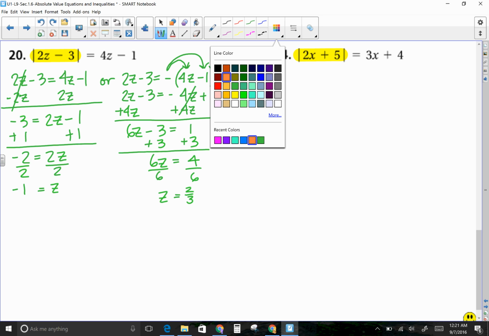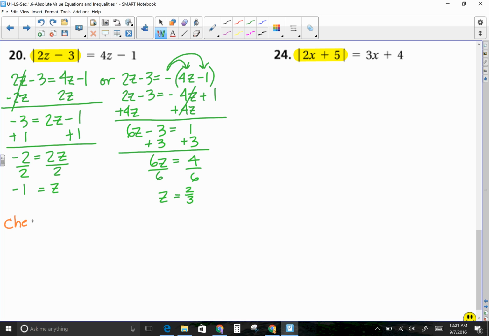Okay? So this should be the first one with a negative 1: the absolute value of 2 times negative 1 minus 3. Does that equal 4 times negative 1 minus 1? Well, the inside becomes negative 5. This over here is negative 5. Does the absolute value of negative 5 equal negative 5? It does not, because it's always a positive number. So that is an extraneous solution.